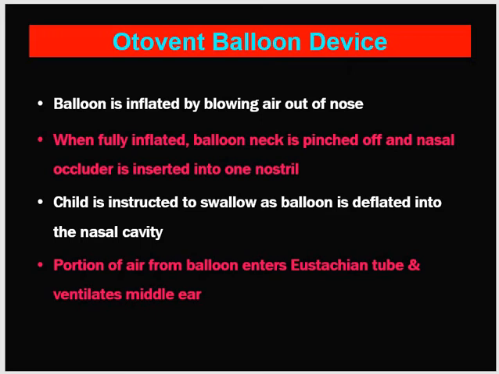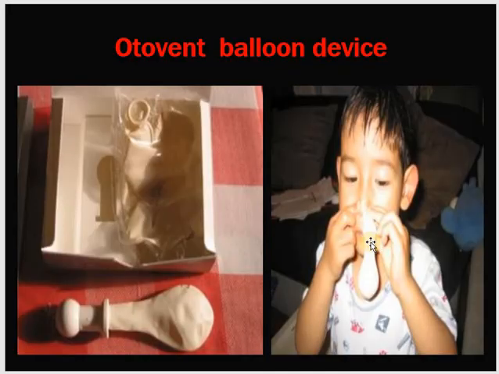The portion of air from the balloon enters the Eustachian tube and ventilates the middle ear. This is the basic theory behind the Otovent balloon. It's a simple principle. Our basic aim is to open the Eustachian tube as much as possible. You can see the Otovent balloon here. The balloon is being inflated by the child.